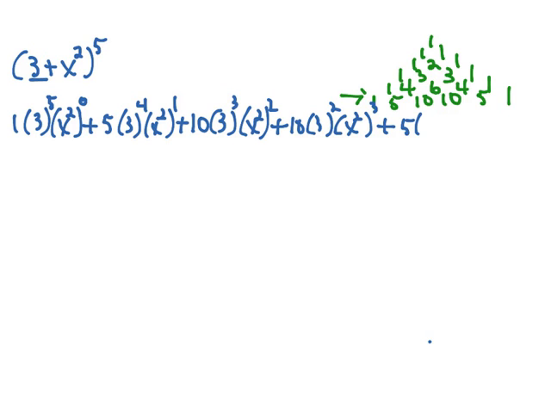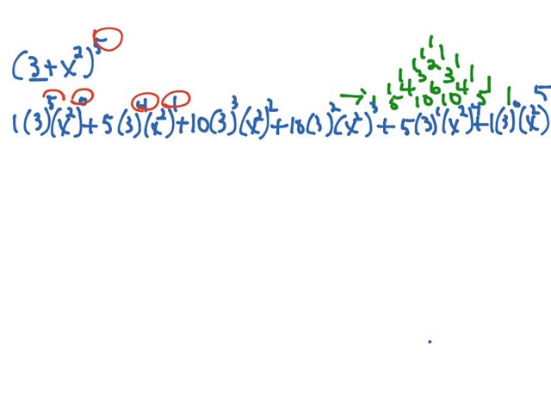Plus 5. 3 will now be to the first power. x² will be to the fourth. Plus 1. Our 3 is now going to be to the 0 power, and our x² will be raised to the fifth power. Note again that we are expanding to the fifth power, and if you look at our exponents, they add up to equal 5 in each successive term.